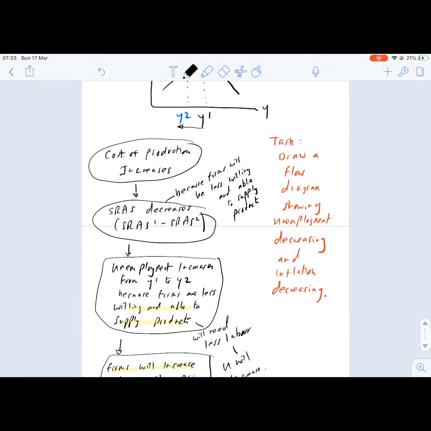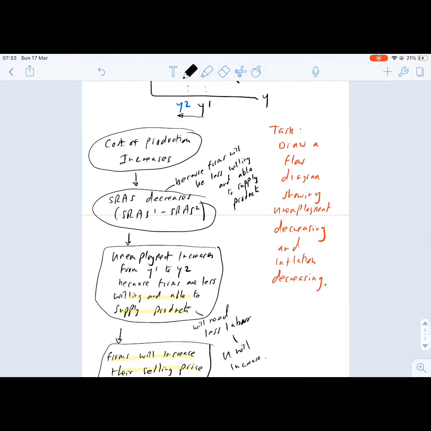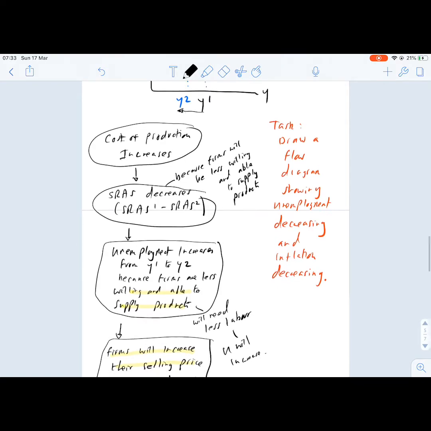I'd like you to carry out a task before the next lesson, and that is to draw a flow diagram showing unemployment decreasing and inflation decreasing. Can you explain the relationship between the two?